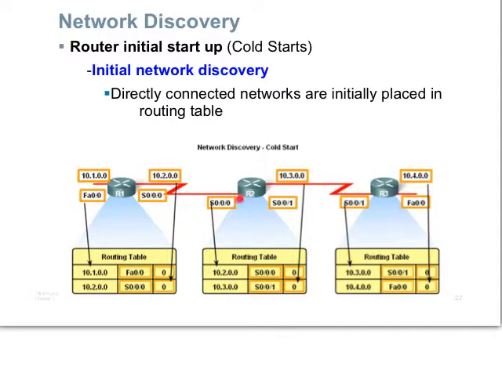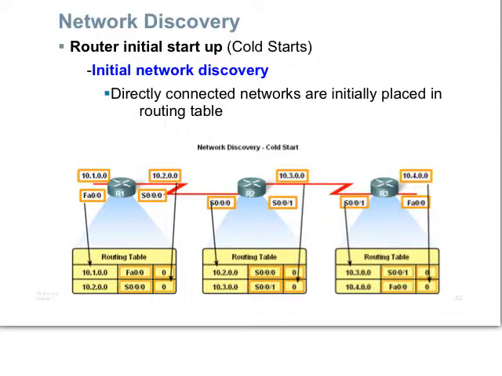Similarly, R2 knows information about this serial link and this serial link only. R3 will get information about those two interfaces only. Okay? So that's why initially the routing table of R3 will have two networks, which is 10.4.0.0, which is this one, and 10.3.0.0, which is this one here. And of course, the cost is 0 because they are directly connected. So as you can see, initially the cost is 0 in all the routes because these are the directly connected routes.